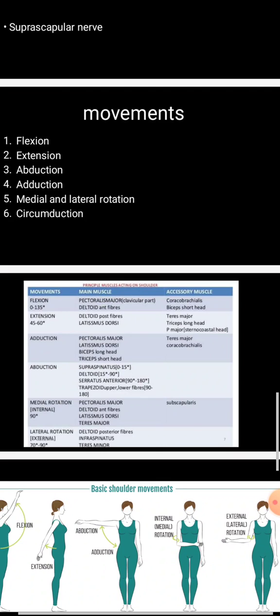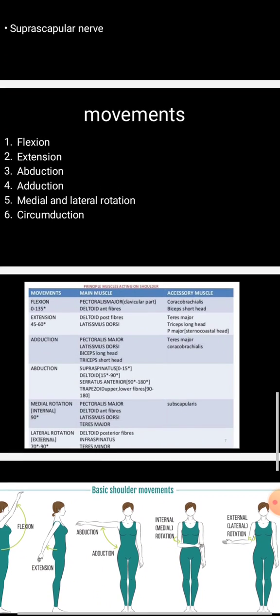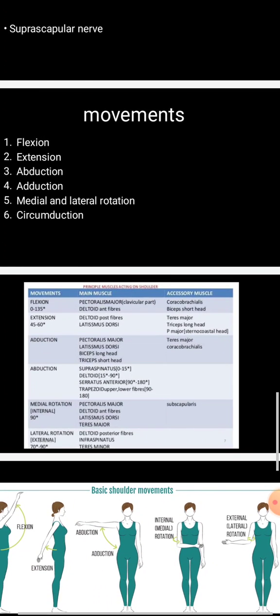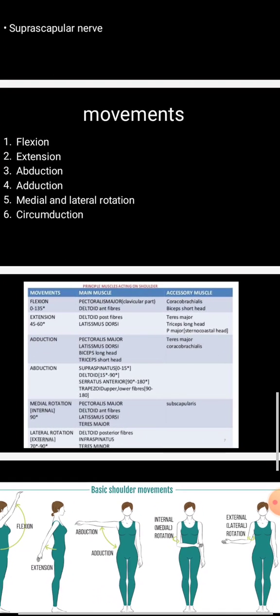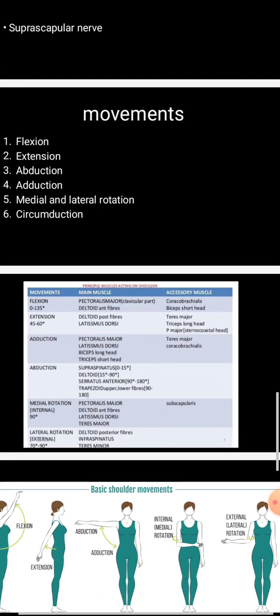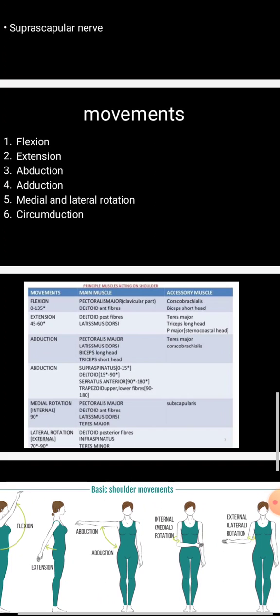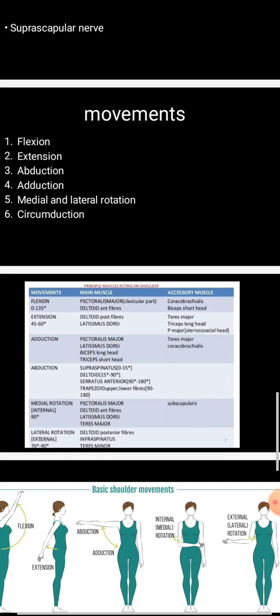It has 2 heads, a clavicular head and a sternocostal head. Out of that, the flexion is caused by the pectoralis major clavicular part. Then flexion is also produced by the deltoid anterior fibers. Please remember, deltoid is a large muscle which provides shape, or we say contour, to the shoulder. It has 3 fibers: anterior, middle and posterior. So if I am mentioning anterior fibers, that means it is present on the anterior aspect here. Accessory muscles which produce flexion are coracobrachialis and the short head of the biceps.